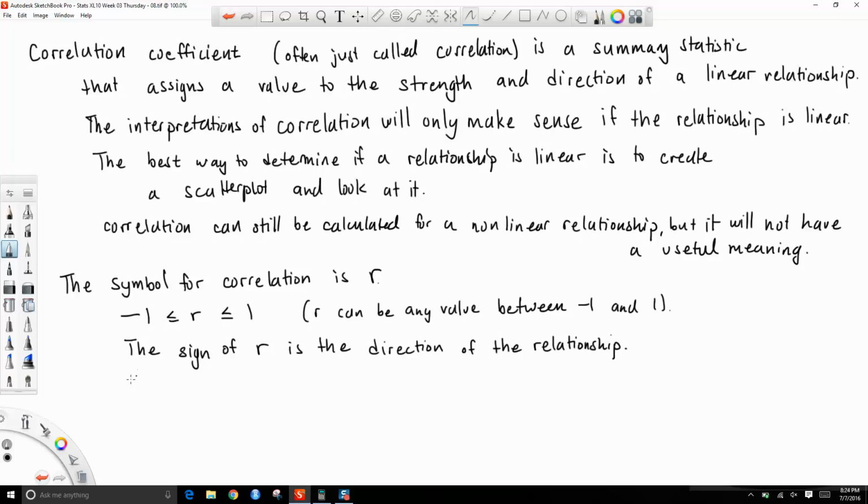And if R is far from 0, or we'll start off with if R is near 0, the relationship is weak. And if R is far from 0, the relationship is strong. So far from 0 means near 1 or near negative 1.